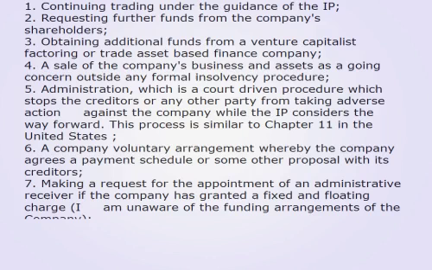6. A company voluntary arrangement, whereby the company agrees a payment schedule or some other proposal with its creditors. 7. Making a request for the appointment of an administrative receiver if the company has granted a fixed and floating charge. I am unaware of the funding arrangements of the company. 8. A creditor's voluntary liquidation, whereby the company convenes a meeting of its creditors to appoint a liquidator, or compulsory liquidation, whereby the company is wound up by the court following the presentation of a petition by its directors, shareholders or any creditor who has an undisputed debt for more than £750.